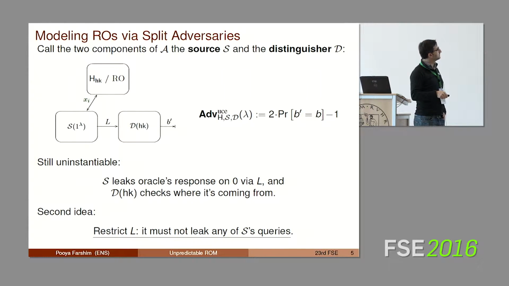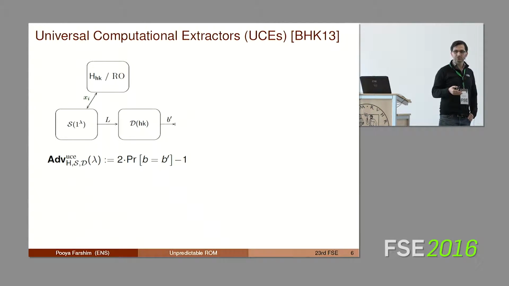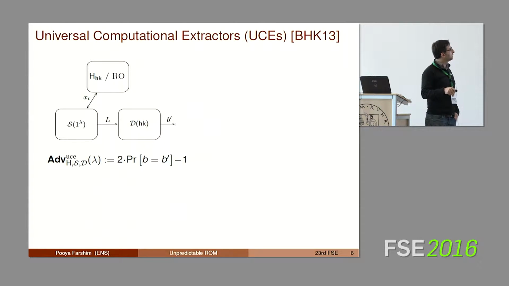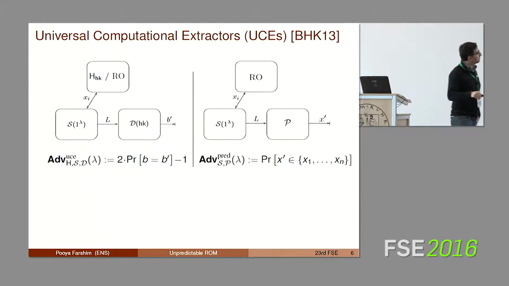Let's see what happens. And if we do that, we get a recent notion called Universal Computational Extractors, or UCEs, by Bellare, Hoang, and Keelveedhi from Crypto 2013, which basically looks at the setting that we were discussing before, and then formalizes what it means for the leakage L here not to leak any of these values X that are sent into the box.